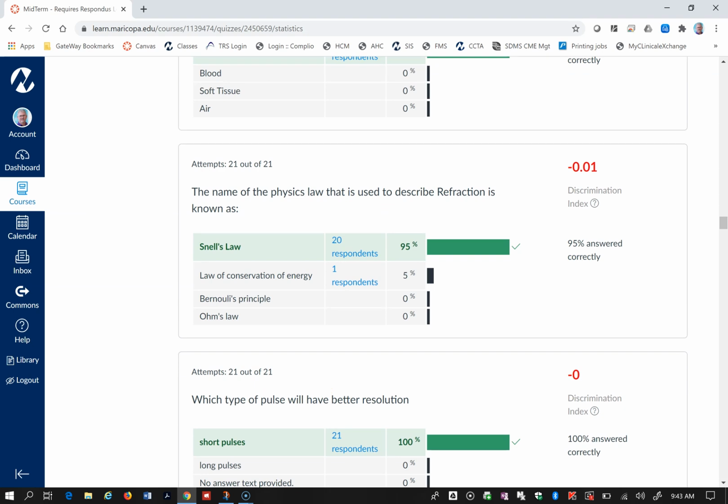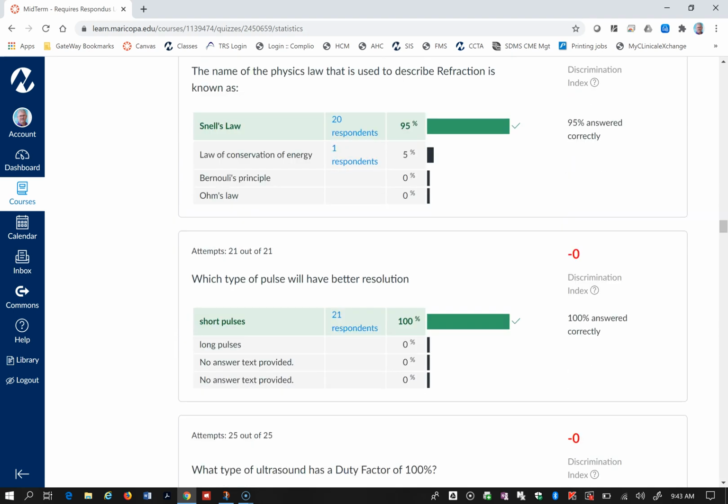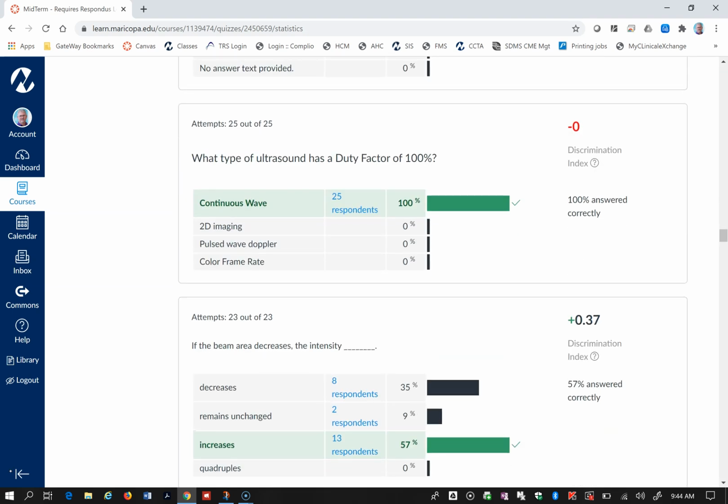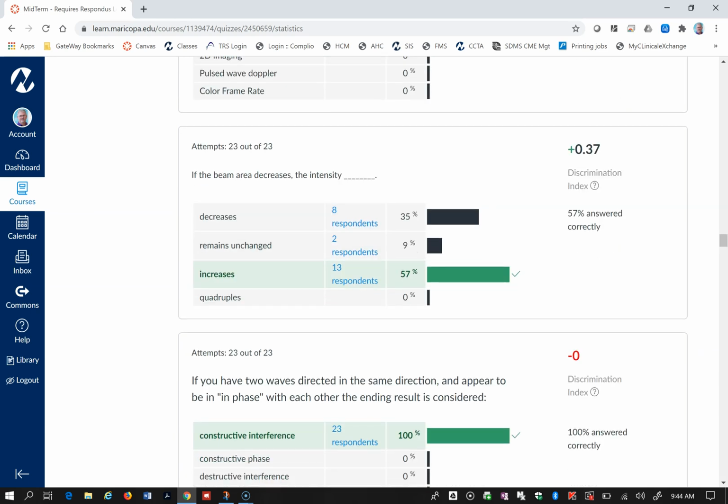Next question. The name of the physics laws that describe refraction is known as Snell's law. I told you that you had to remember that, and there it is. Which type of pulse will have better resolution? Short pulses. Everyone got this correctly, so I'm not too disappointed in you. What type of ultrasound has a duty factor of 100%? That is a continuous wave. Again, everyone that got that got it correct.